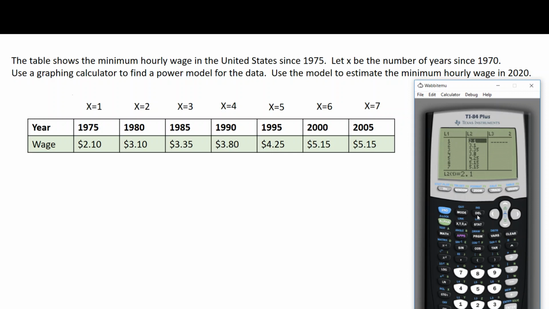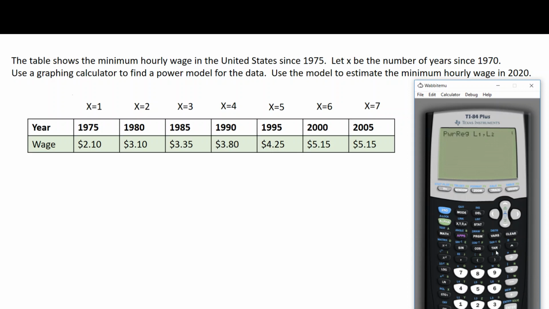The next thing we want to do is go back to Stat again and come over here to Calc. We're going to come down to A, and it says Power Reg, and so we're going to enter that. Here it says our X list is found in L1, which is where we put our X's. Our Y list is going to be L2, and that's where we put our Y's. So we're just going to come down here and calculate.